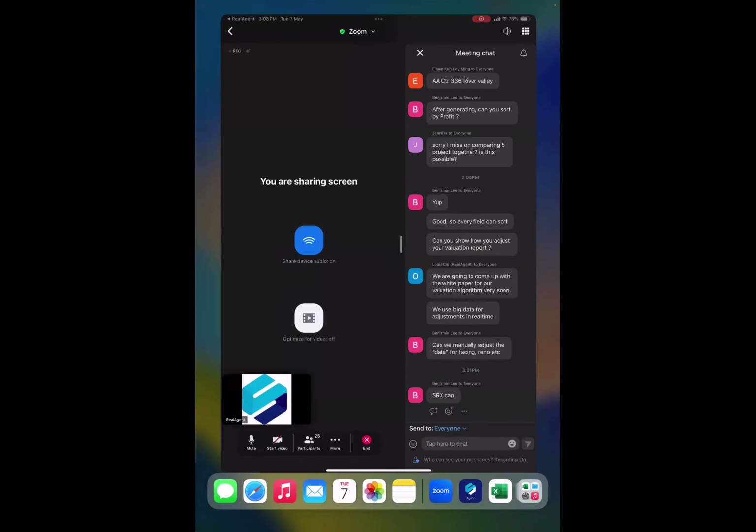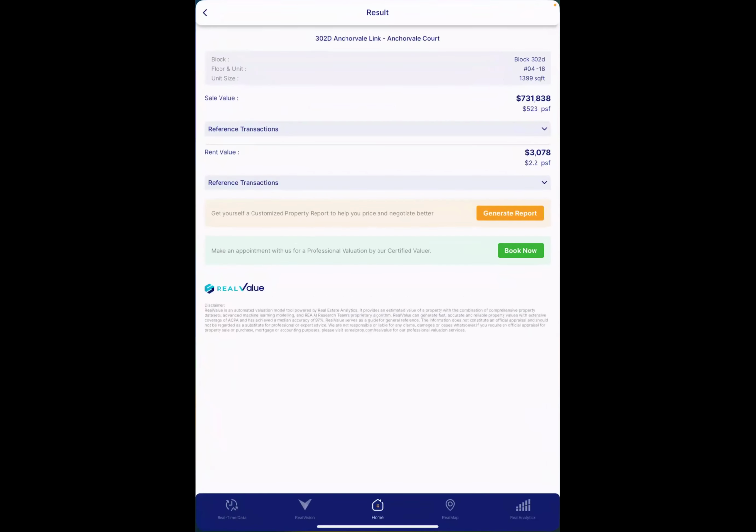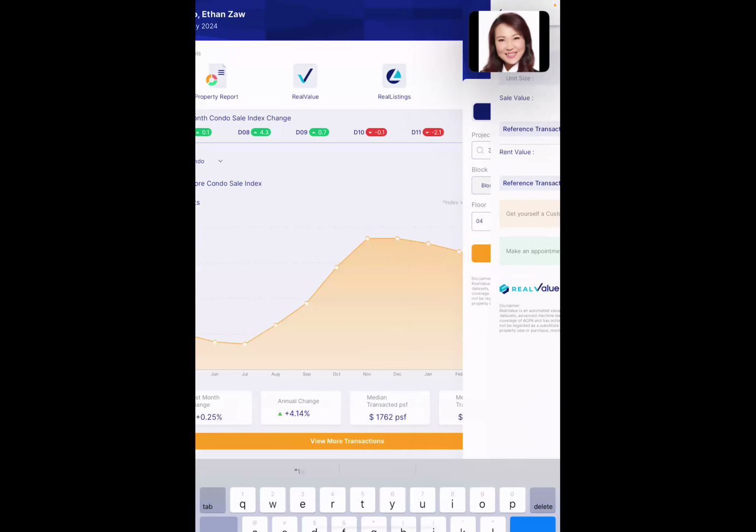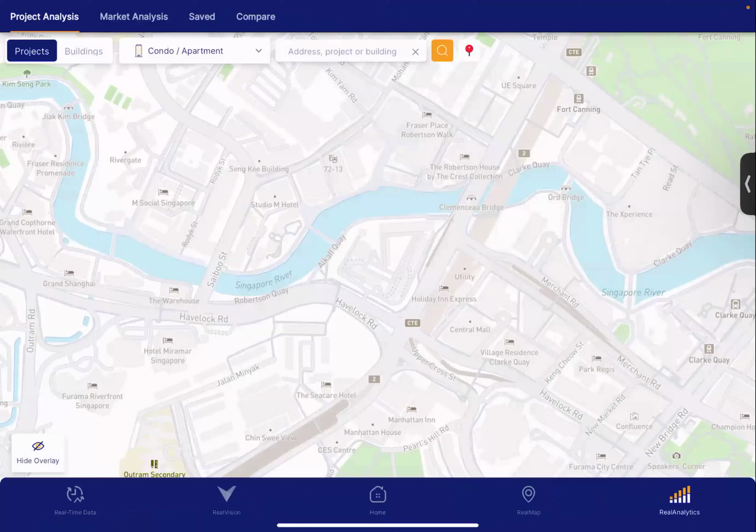Okay. So this is for estimate values. Our system is called real value. The last part I want to go through, this one a little bit more technical side. So I will go a bit slower. This one is called analysis. There are two types of analysis in the system right now. Okay. So on the bottom right hand corner of your screen, you can see real analytics.